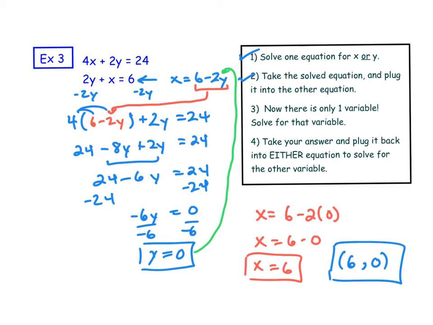That's where those two lines will cross. And if you plug this into a graphing calculator, they should intersect at 6, 0. That's a great way to check your algebra every time.